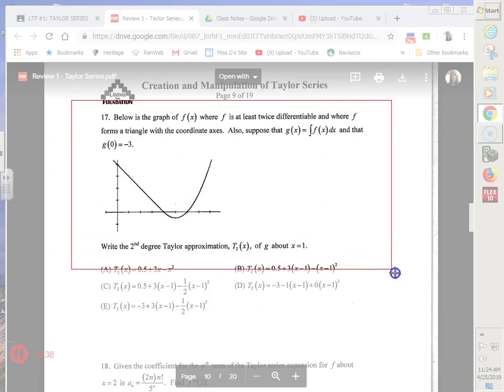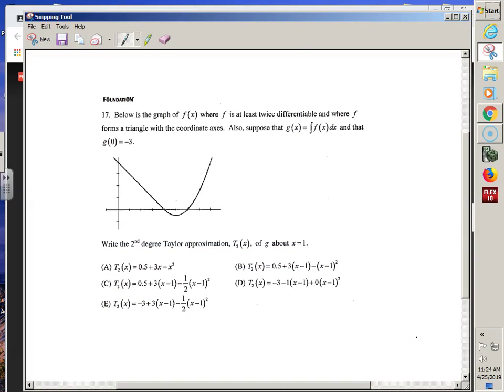Let's talk through. Below is the graph of f, where f is at least twice differentiable, and f forms a triangle. Only here, though, right? That's not triangular. Also suppose that, that's important. Wouldn't G prime be roughly F, like the fundamental theorem of calculus, if they put these bounds on there? And then G double prime would be F prime? And G triple prime, I don't really think I would need that. Why am I talking about that? Because they're saying the second degree of G.